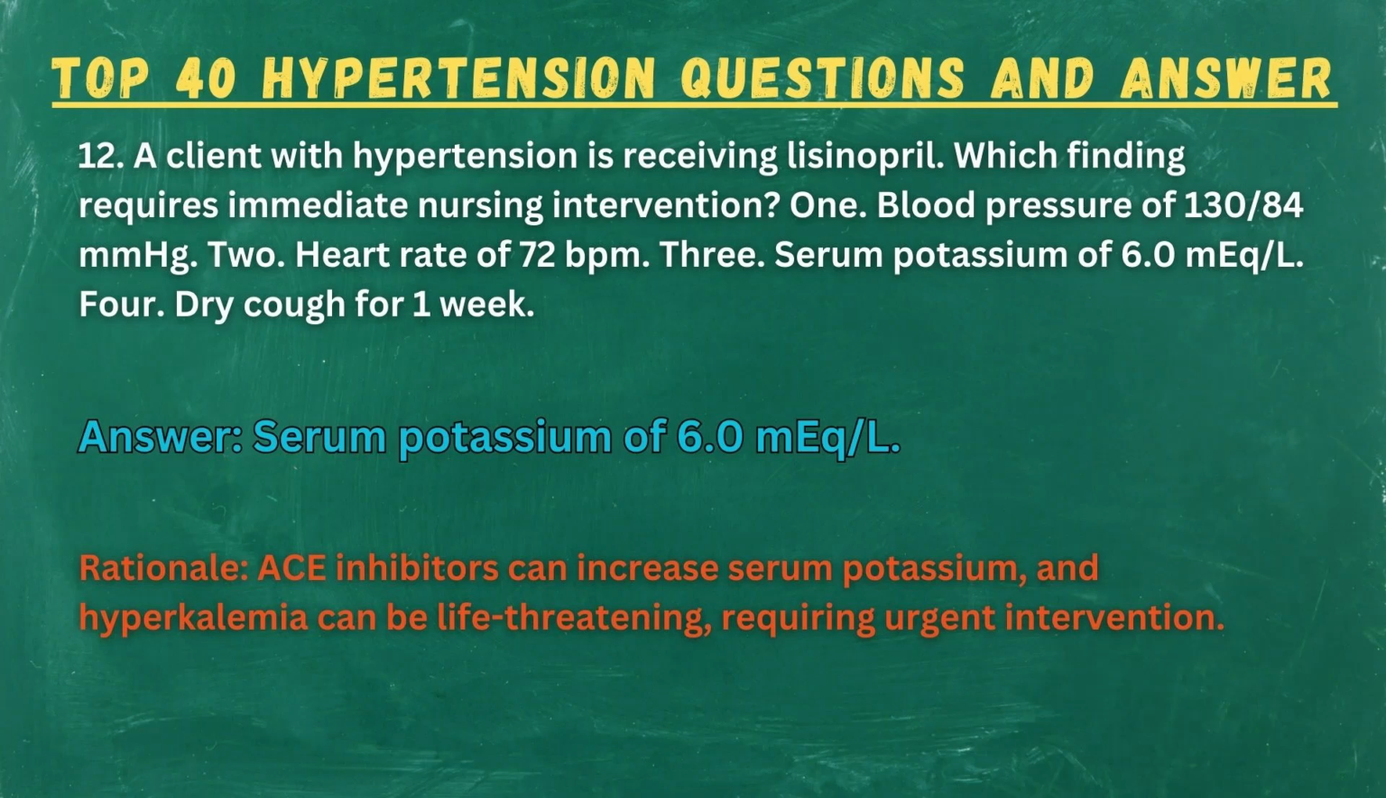12. A client with hypertension is receiving lisinopril. Which finding requires immediate nursing intervention? 1. Blood pressure of 130/84 mmHg. 2. Heart rate of 72 bpm. 3. Serum potassium of 6.0 milliequivalent/L. 4. Dry cough for 1 week. Answer: serum potassium of 6.0 milliequivalent/L. Rationale: ACE inhibitors can increase serum potassium, and hyperkalemia can be life-threatening, requiring urgent intervention.